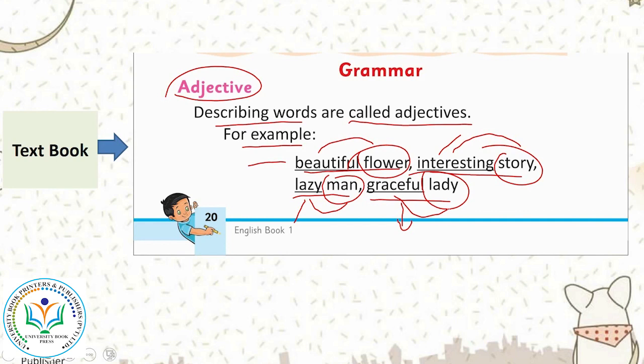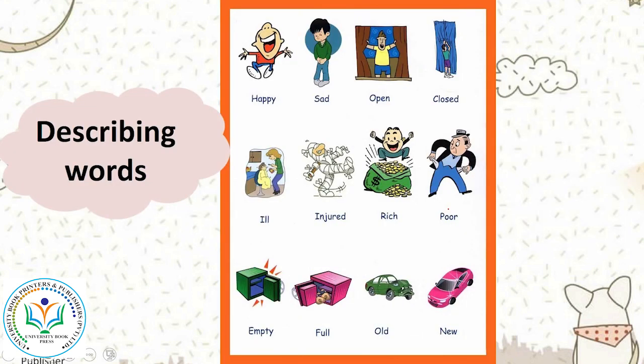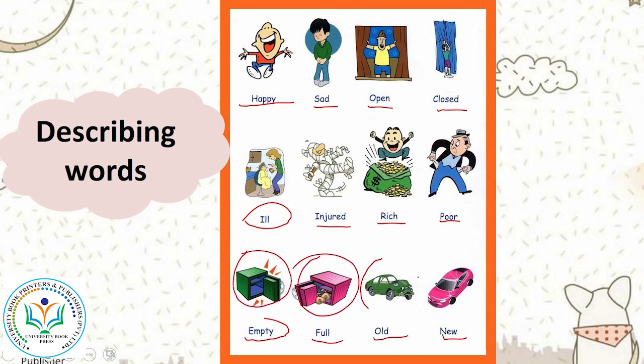Let's move forward. Here are some describing words with pictures. You can see this one is happy. This person is sad. He's opening. He's closed, ill, injured, rich, poor. This is empty, it's full, it's old, it's new. As you can see the pictures of these nouns here, the words are describing them.